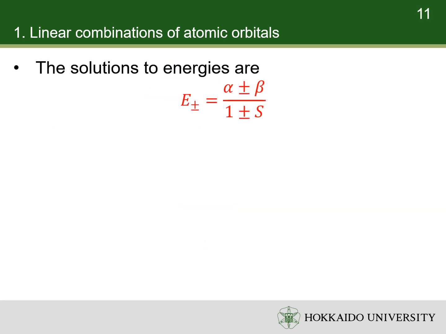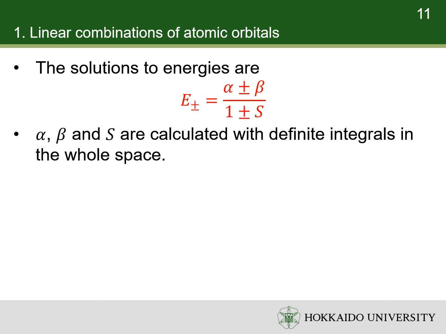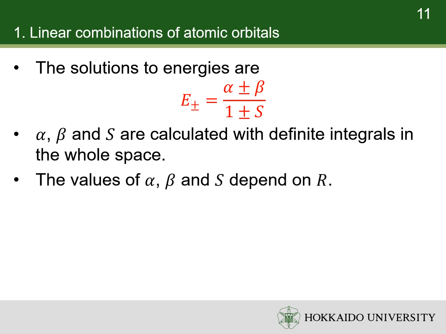This quadratic equation has two solutions. They are denoted as E plus and E minus, both of which depend on the values of the integrals, while the values of the integrals depend on the distance between the protons. The relationship between C1 and C2 can be found by inserting the energies into the previous equations.